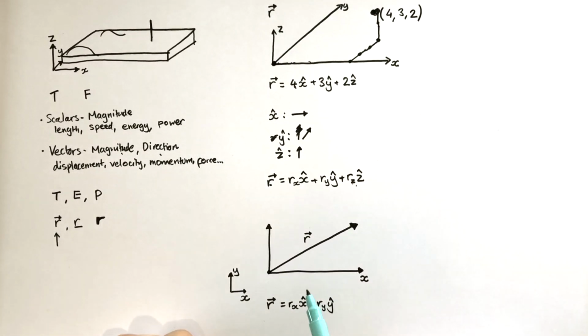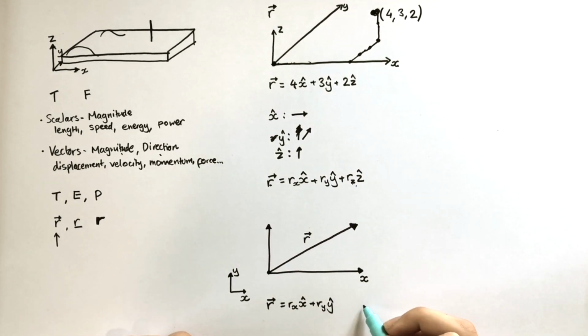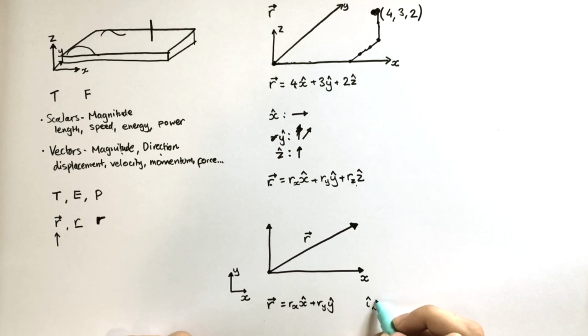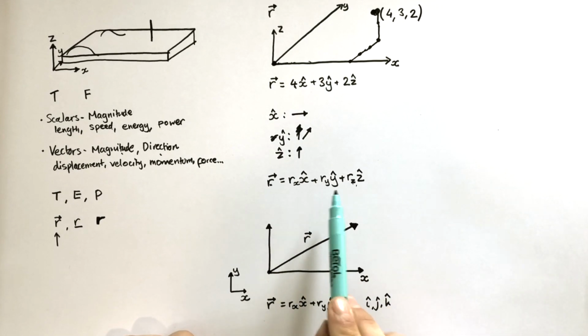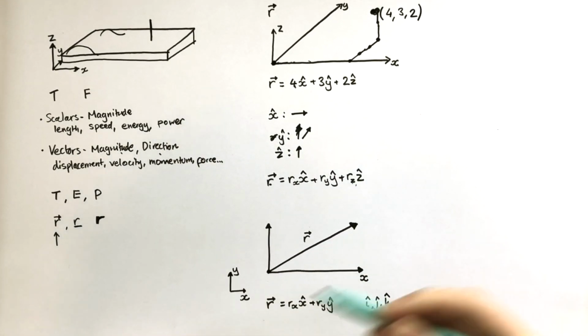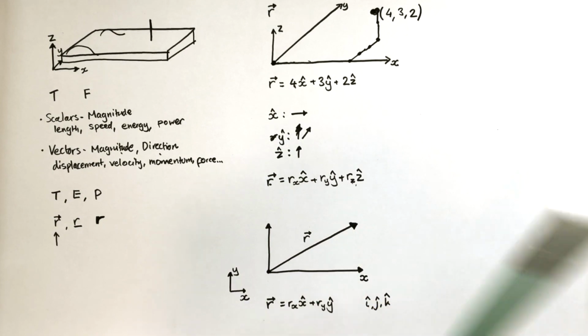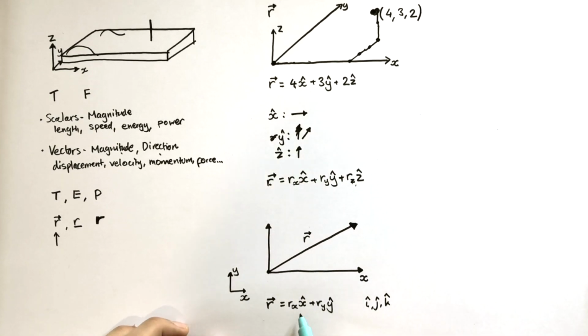And just a quick note, instead of x hat, y hat, and z hat, you may sometimes see i hat, j hat, and k hat. I'm going to be using x hat, y hat, and z hat because I think it's a bit more clear as to what it is. Plus, I think most people are more used to x, y, and z being the typical Cartesian coordinate system.